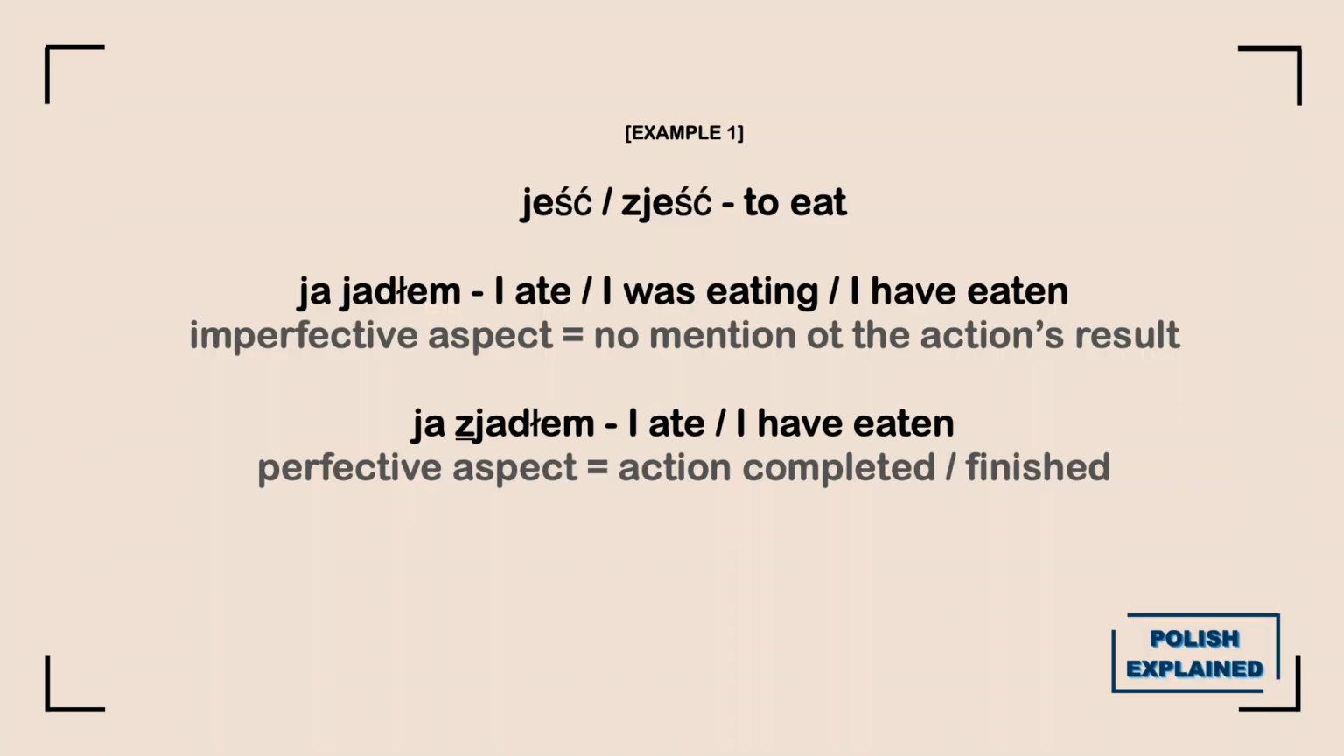If we create a perfective verb, in this case by adding z at the beginning, we give a little bit more additional information about the action. Now we can see that this action has been finished or completed in some way. For example, we have eaten everything or we have eaten so that we are no longer hungry. Using the perfective version of the verb to eat, we sort of think forward to where the action brings us.